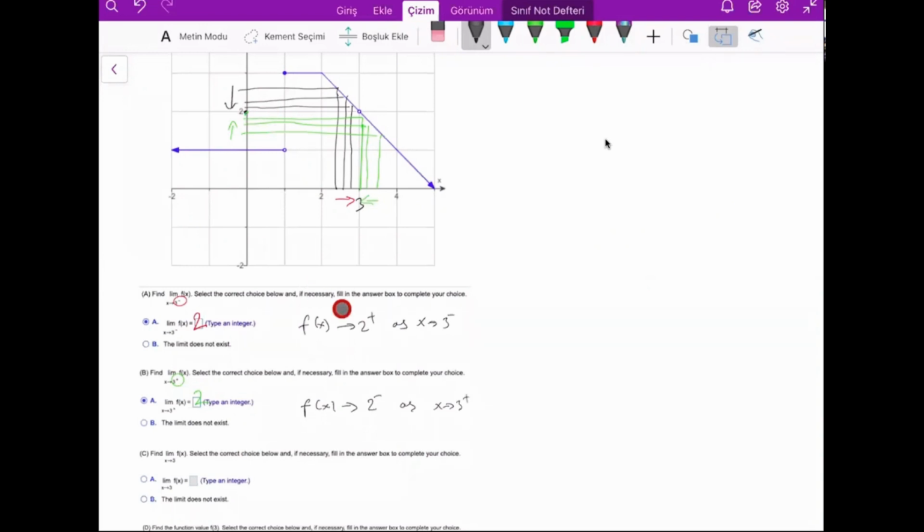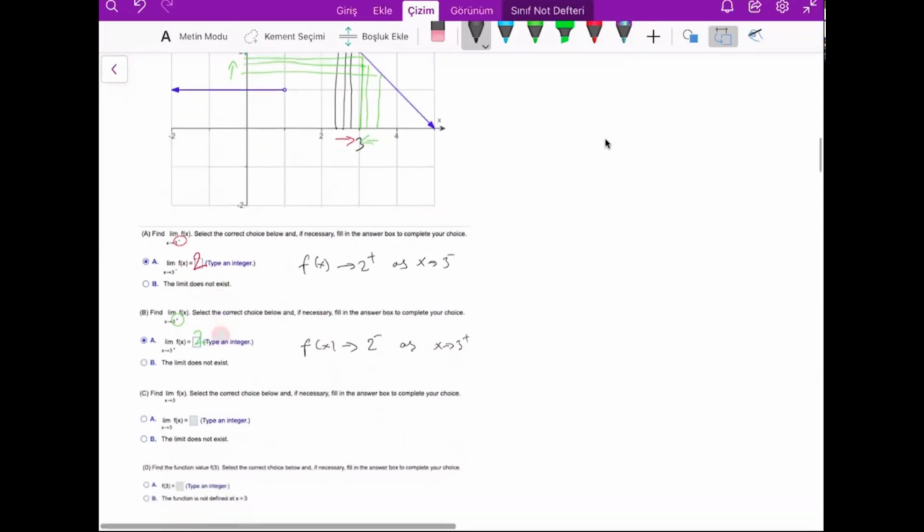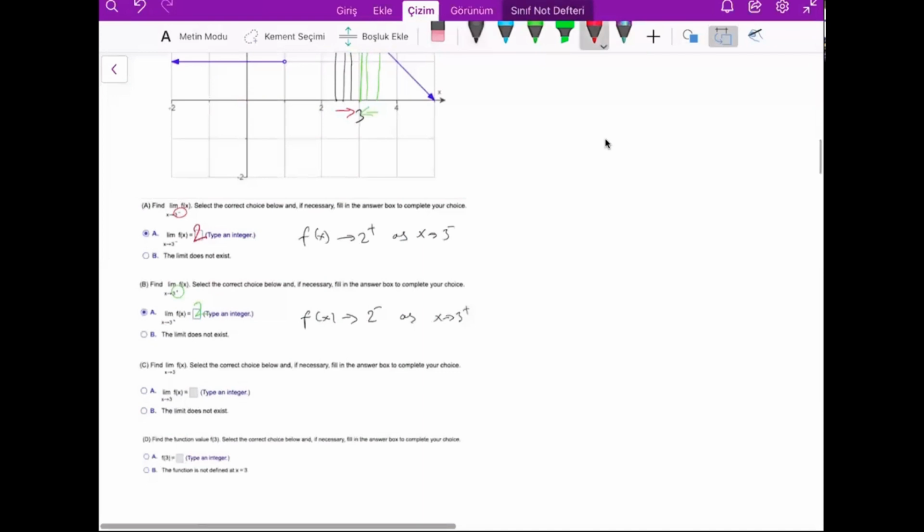These are extra information. But anyway, to calculate the limit of f of x when x approaches 3, we should look to the left side and right side. The approximation direction, from right or left, is not important. But here, these values are important. Since these are the same, the limit of f of x when x approaches 3 equals 2.